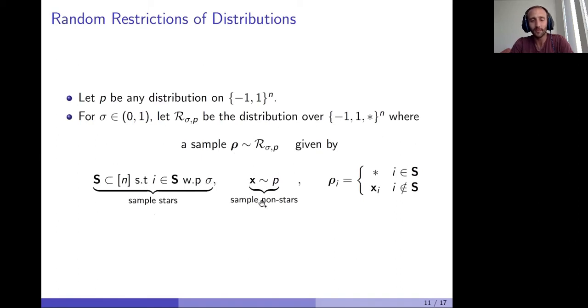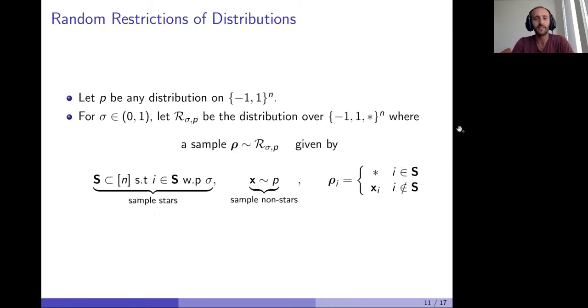sample a fixed sample x from the distribution itself to sample the values of the non-stars, and then the restriction rho_i is set to star if i was included in the set S, and otherwise is set to the fixed sample from the distribution P if i is not included in this set.